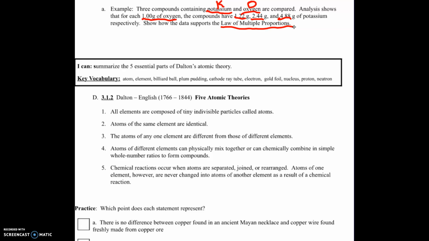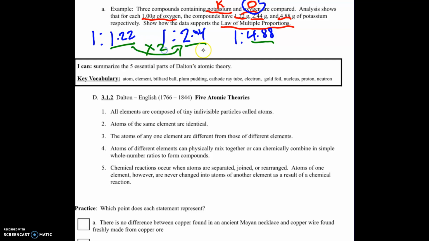Okay, so let's set up some ratios. I'll do oxygen in blue here. So we have 1 gram of oxygen to 1.22 grams of potassium. We have 1 gram of oxygen to 2.44 of the potassium, and we have 1 oxygen to every 4.88 grams of the potassium. Now the ones are the same, but let's look at this. 1.22, 2.44, and 4.88. Looking at those numbers, what do you see? Do you notice that I'm doubling it every time? So here I'm going times 2, here I'm going times 2.